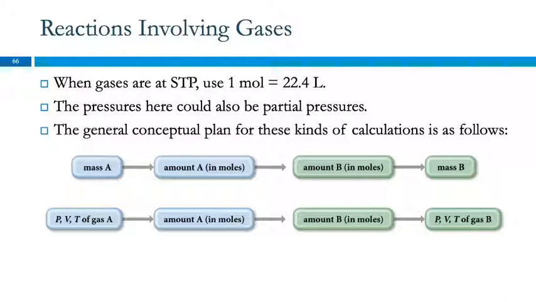If you've got that magical phrase at STP, gases at STP, we can use 1 mole equals 22.4 liters. That makes the calculation a lot faster. But you can only use that at STP and only for gases. People get a little too involved with 22.4 and they try to use it for liquids, and that's just absolutely not even close to true.